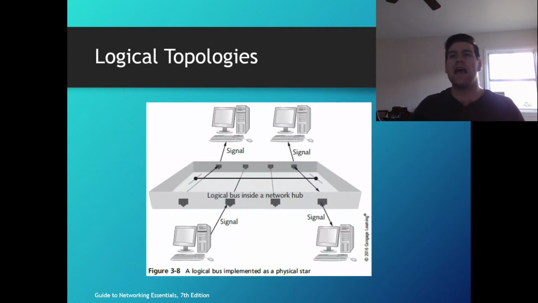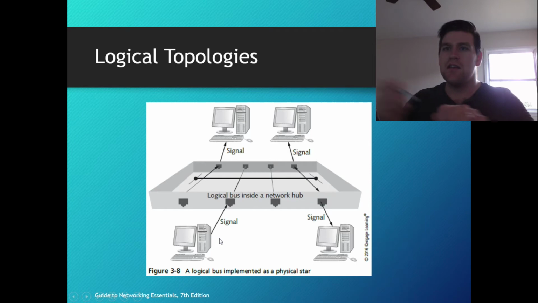So if you look here, we have a hub as our central device. And if you look at the wiring of the hub, you'll see that it's similar to a physical bus internally. So this would be your bus right here, and each port on your hub would be a connection into a logical bus. So this is a physical star because we have a central device, but it is a logical bus. So when you have a hub as your central device, that makes your logical topology a logical bus.